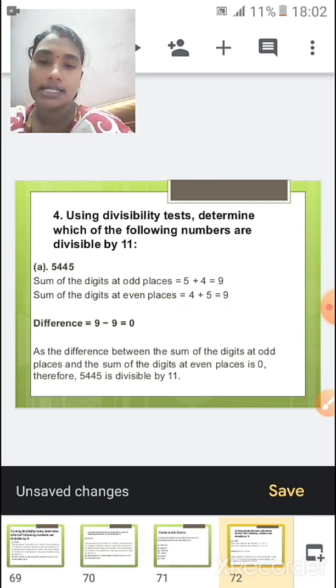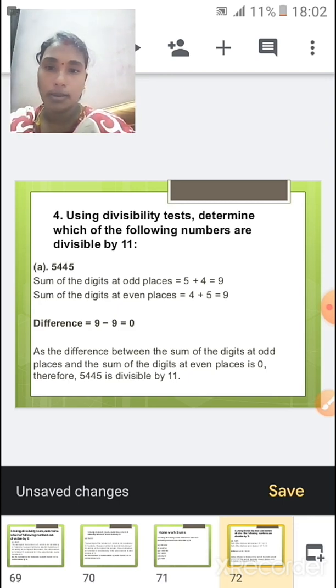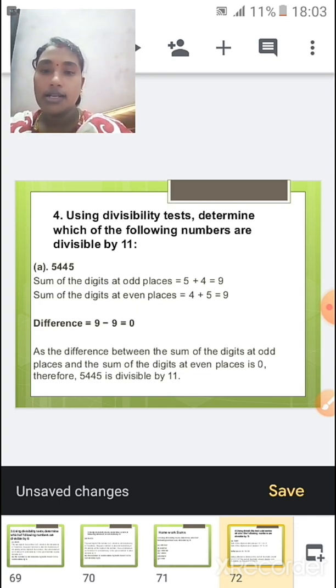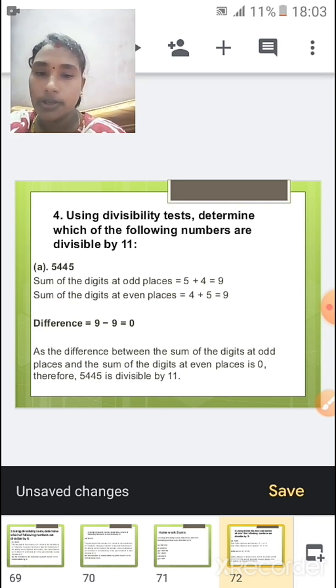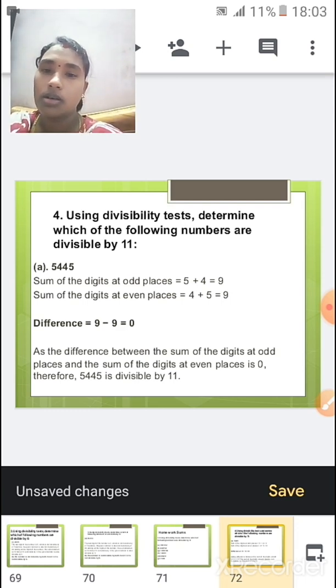Using divisibility test, determine which of the following numbers are divisible by 11. So how will you find out whether the numbers are divisible by 11? You have to add the numbers at the odd places and add the numbers at the even places and then find the difference. So if the difference is 0 or any multiple of 11, then that particular number is divisible by 11. Okay, so let us see.